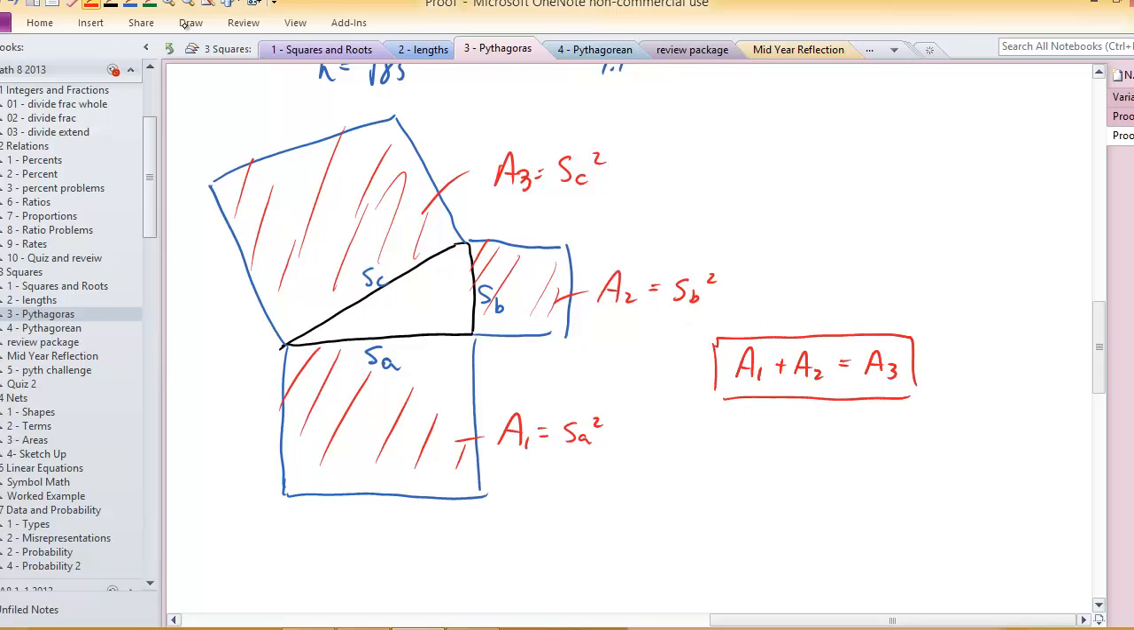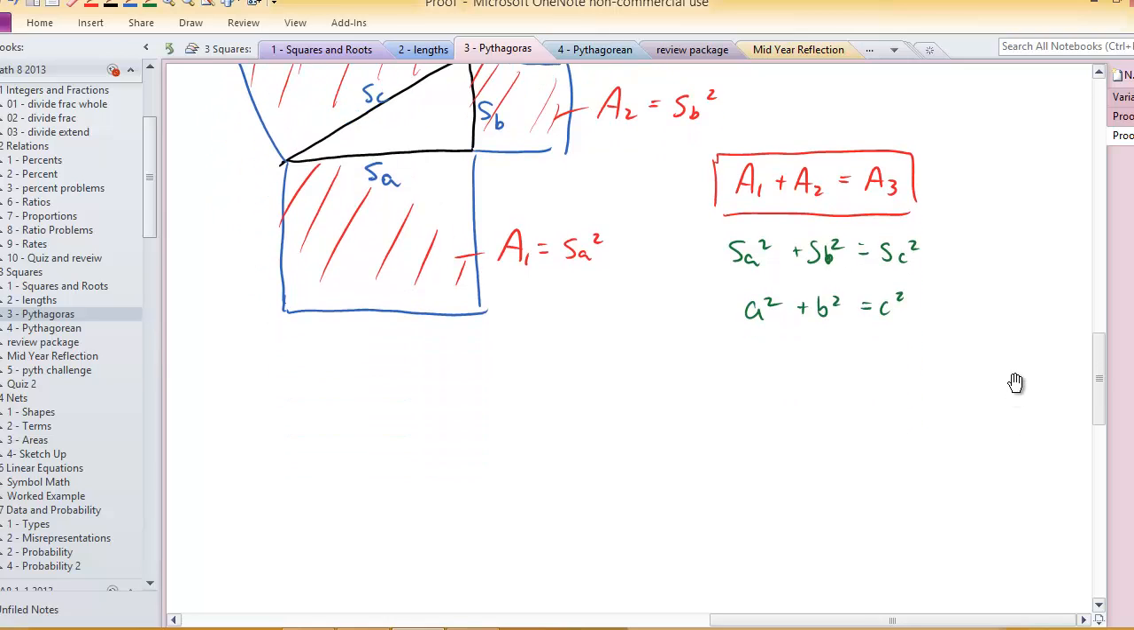So how that translates here is area 1 is SA squared, area 2 is SB squared, area 3 is SC squared. Quite often we see this written as A squared plus B squared equals C squared. This is the most common way that we actually see the Pythagorean theorem: A squared plus B squared equals C squared, where C is the hypotenuse.